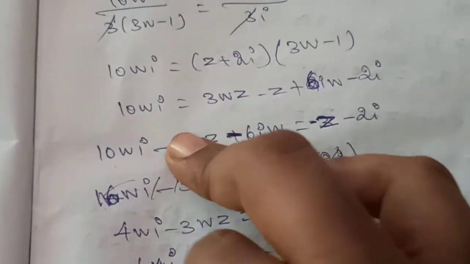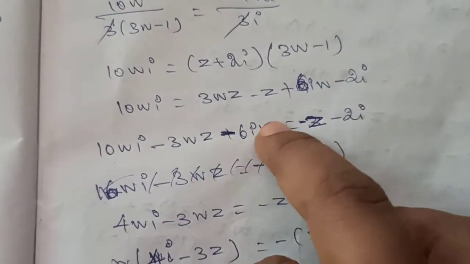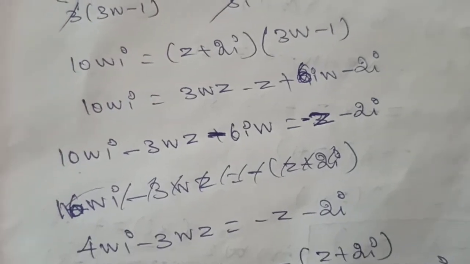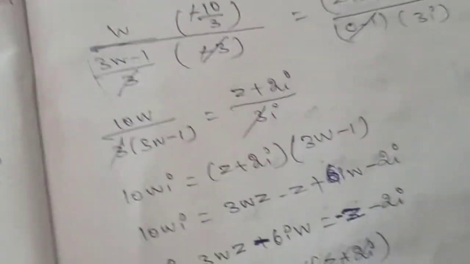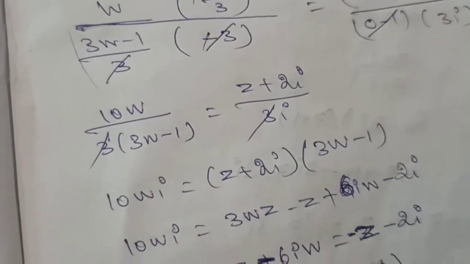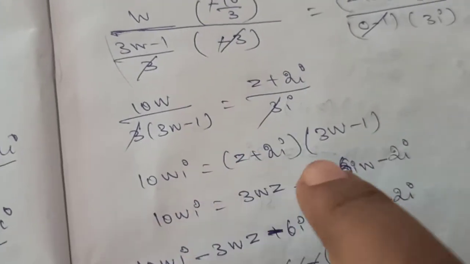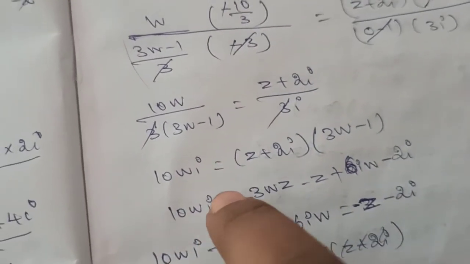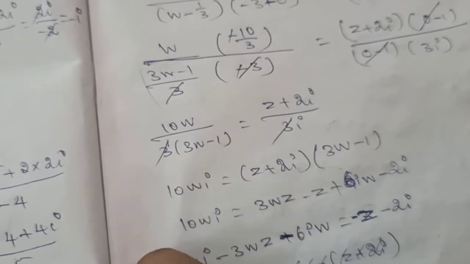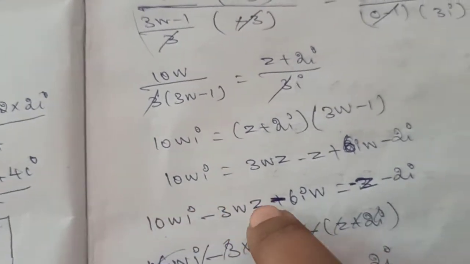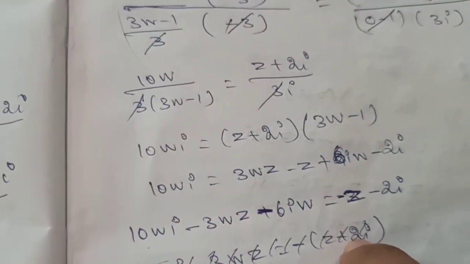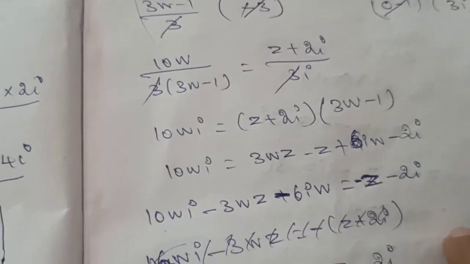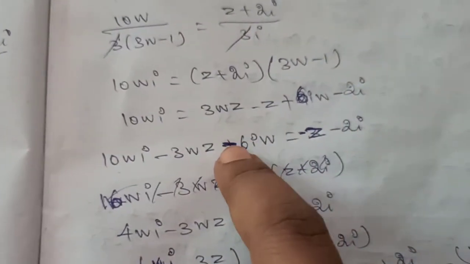Actually, in a bilinear transformation, what do we get as the final answer? w equal to f of z. So what you have to find out in this problem is: on the left hand side, all the values will be in terms of w, and on the right hand side, all the values will be in terms of z and the constant.